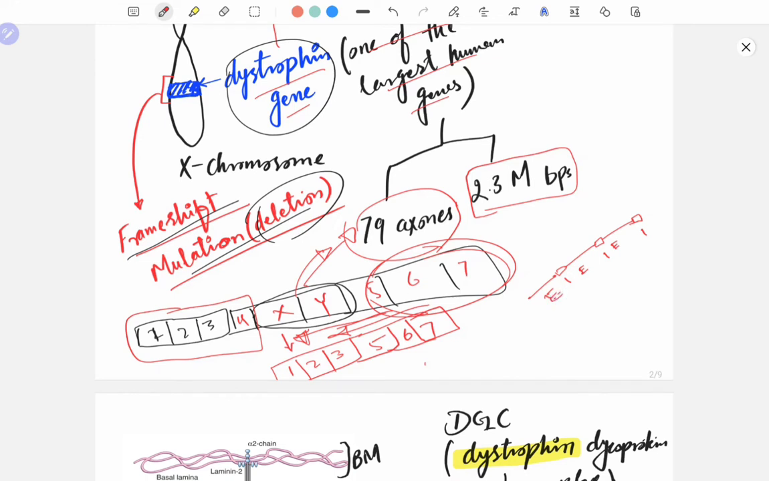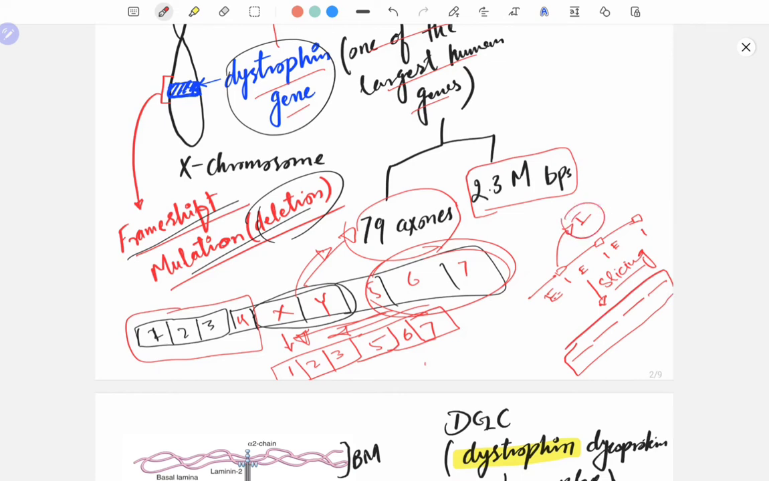What happens? Splicing is the process when introns are removed and exons make the coding strand of DNA. Exons make the coding strand.